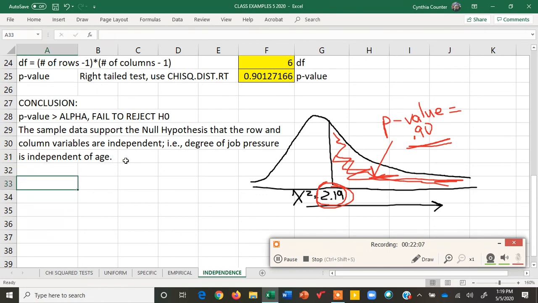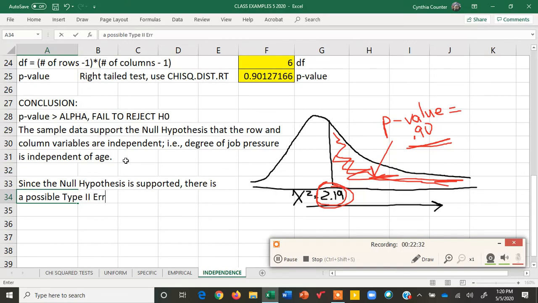Independence is supported. What possible type of error might we have made? Well, we supported the null hypothesis. So since the null hypothesis is supported, we have a possible type 2 error. So remember, type 2 error is supporting the null hypothesis when it is actually false.